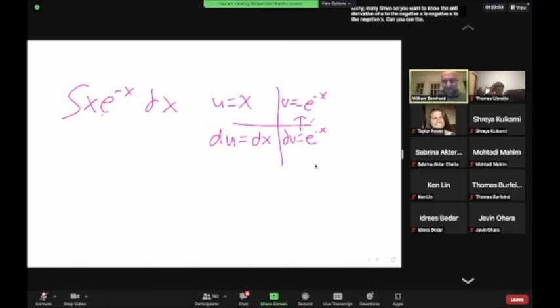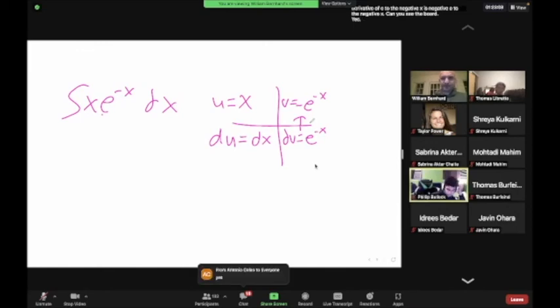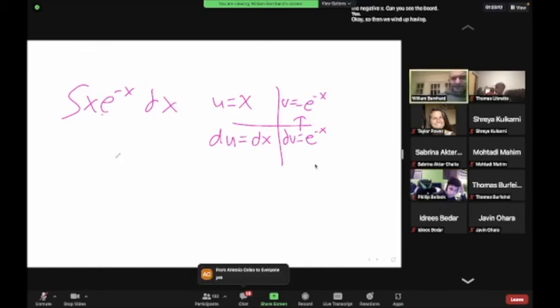Can you see the board? Yes. Okay. So then we wind up having here uv. So tell me if we lose the board. uv is x times negative e to the negative x, which is negative x e to the negative x, minus the integral of v du. So minus the integral of negative e to the negative x is a plus e to the negative x dx.